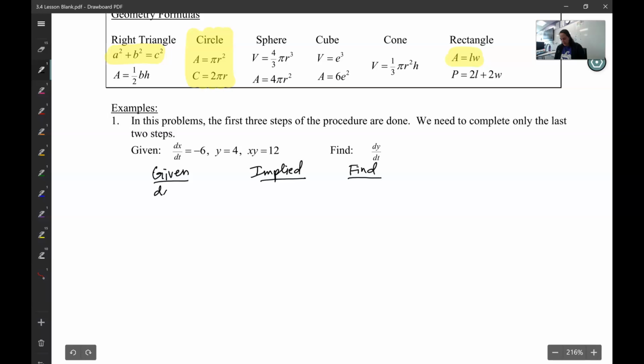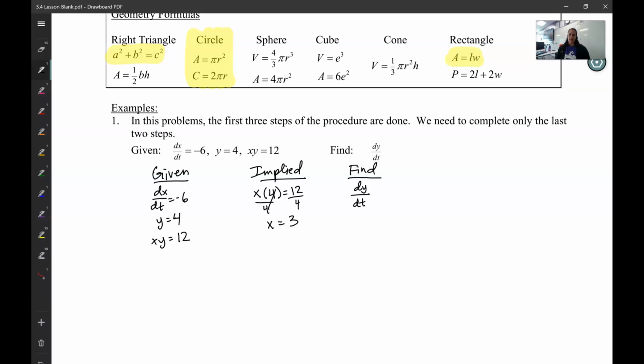So we are given that dx dt equals -6, y equals 4, and xy equals 12. We want to find dy dt. Now, there is actually a piece of information that's implied in this problem, and that is what x equals. If I know that x times y equals 12 and y equals 4, then I know that x is going to be 3. So that's your implied piece of information.